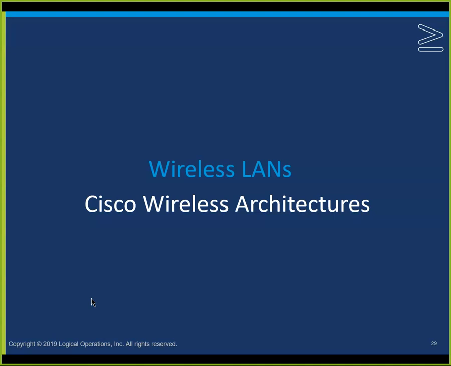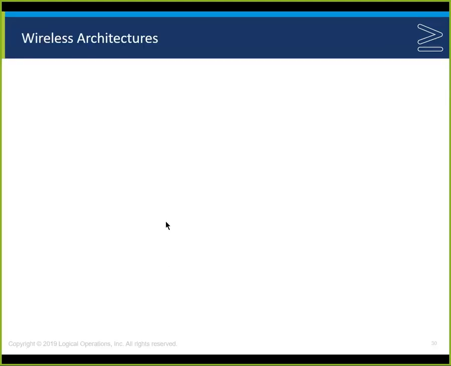So what we're going to talk about now are some of the wireless local area networks, the Cisco wireless architectures, and the ability to, again, what we're trying to do is expand our wired network with these things. The wireless architectures, or the wireless devices that we have, the autonomous access point.